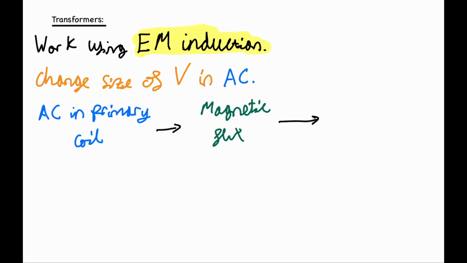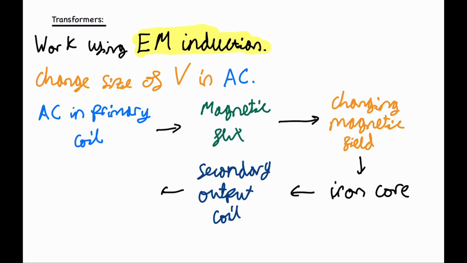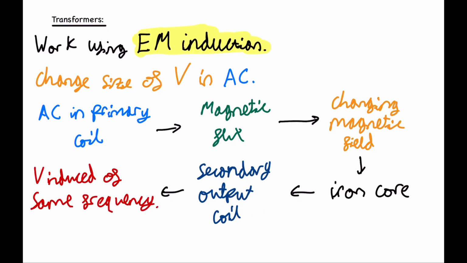This causes a changing magnetic field, as there is alternating current, so you have either a lot of current or little current, and it keeps oscillating. This is passed through an iron core and to the secondary or output coil. Because you have a change in magnetic field, you will induce a voltage of the same frequency as the input voltage in the secondary output coil. So these are all the steps of how a transformer works.